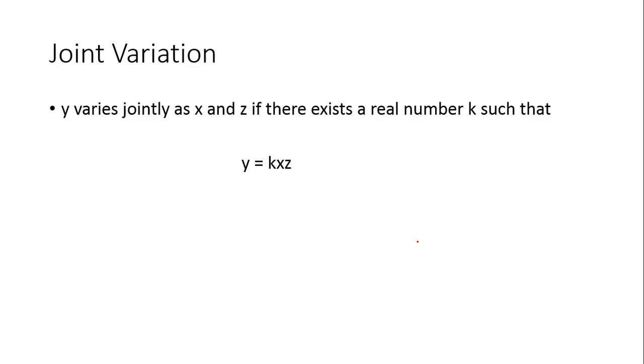Also, you don't have to just vary with one variable. Most of the time things have more than one thing affecting them. Almost all the time they do. So you can say that y varies jointly as x. And again, I should have bolded this, but basically, y varies jointly as x if there exists a real number k such that this holds.